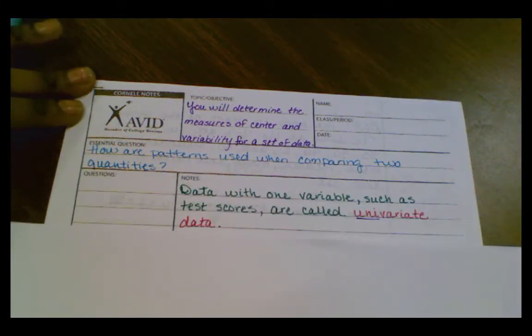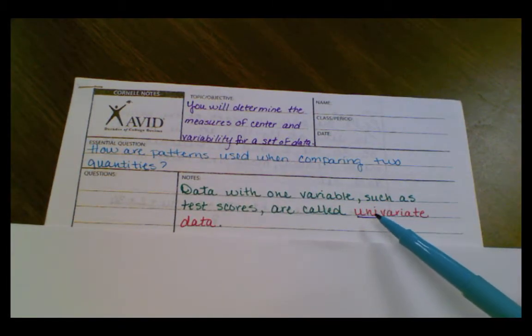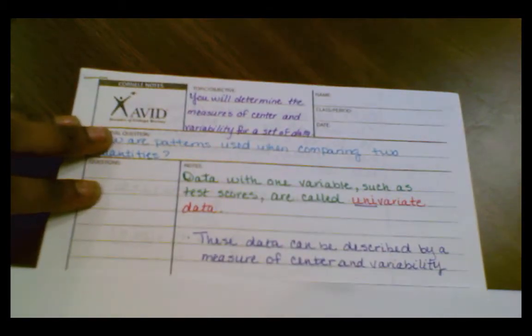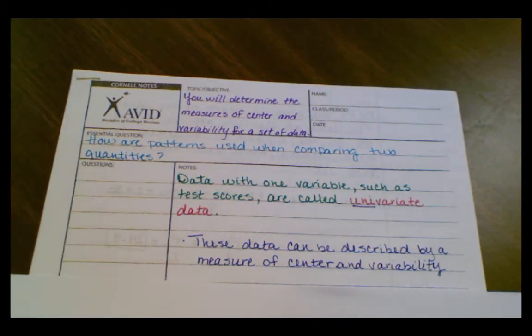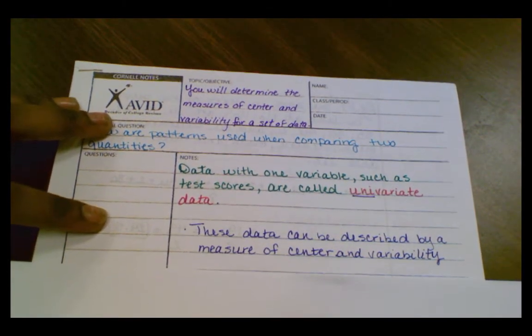Well, the type of data that we will be talking about is called univariate data. For the word univariate, it's got the root word uni, that means one. So we're talking about a set of data that only has one variable. For example, your test scores from a test that you took last week. Now, these data can be described by measures of center and variability. This is somewhat of a review since you learned about the measures of center and variability last year.